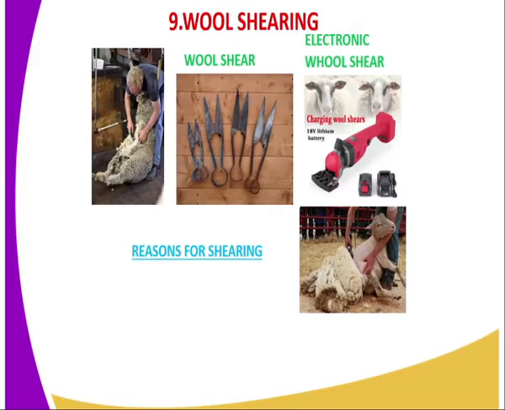What are the reasons for shearing? The reason number 1, we have to regulate body temperature. Therefore, during warm season, the wool shearing should be done because the temperatures are very high, and therefore it will help the sheep to adjust its body temperature with respect to the temperature of the surrounding.